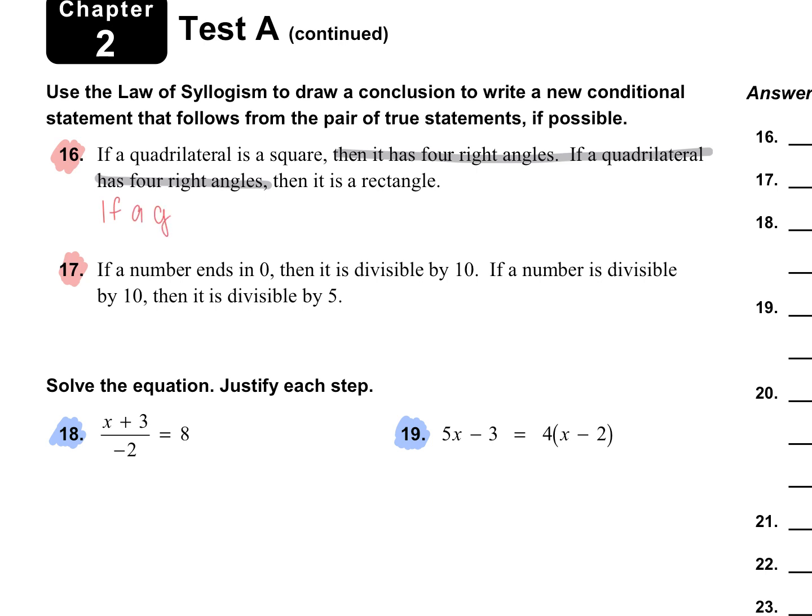If a quadrilateral, that's not a Q, that's a G. Nope, that's a highlighter. Come on.